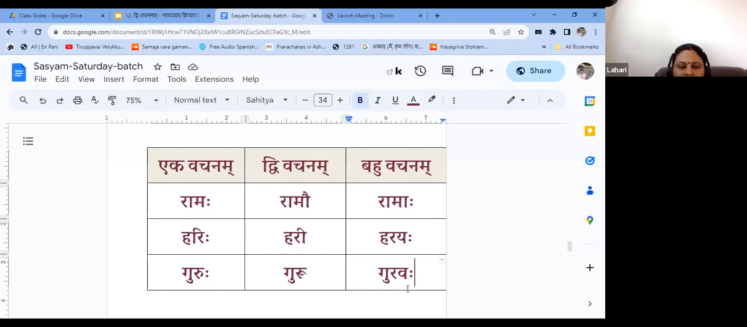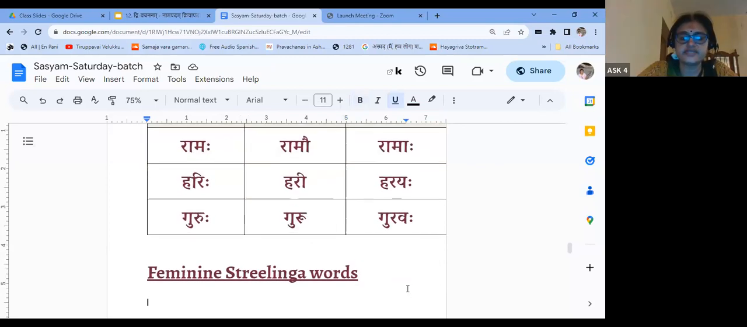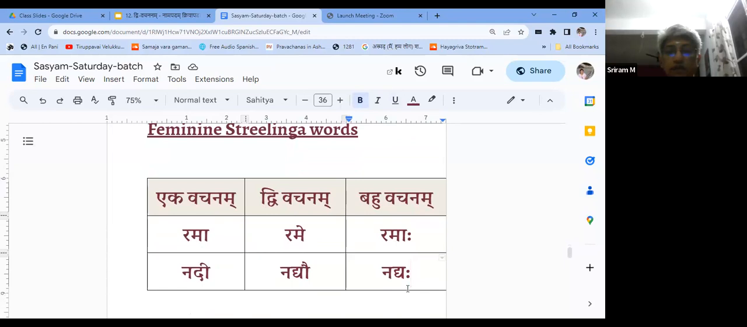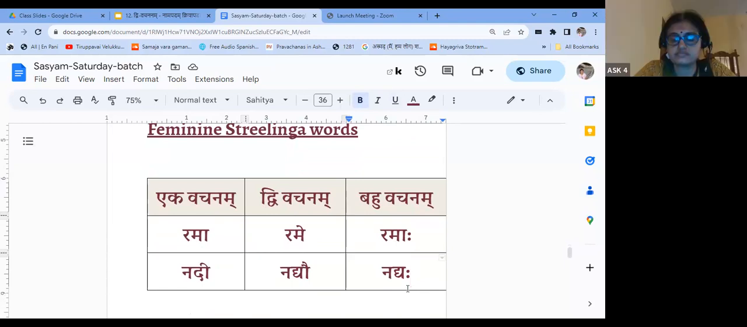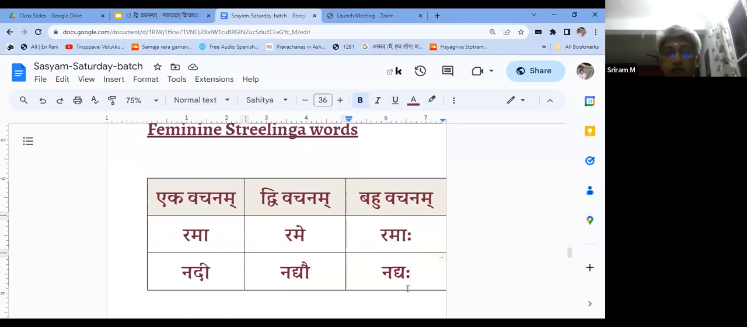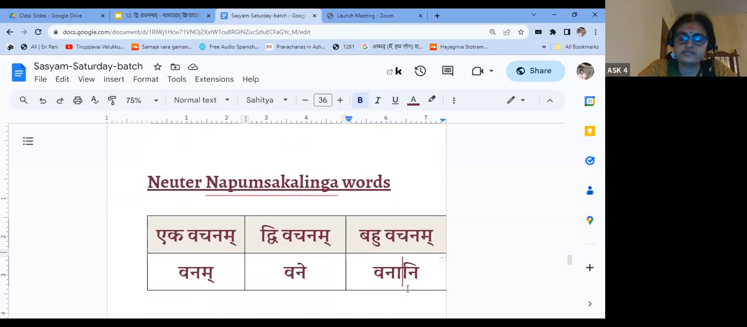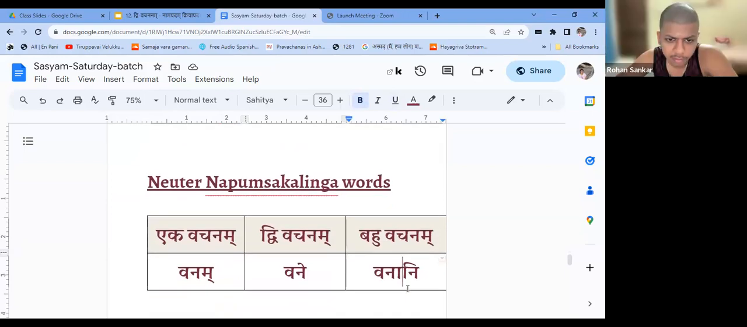Samyak. Astu. Shri Ramahodaya, Strilinga words. Rama, Rame, Ramaha. Nadi, Nadyau, Nadyaha. Rohan Mahodaya. Vanam, Vane, Vanani. That's all.